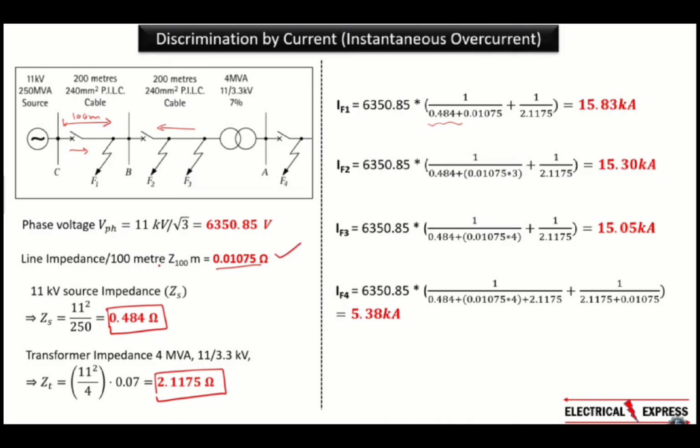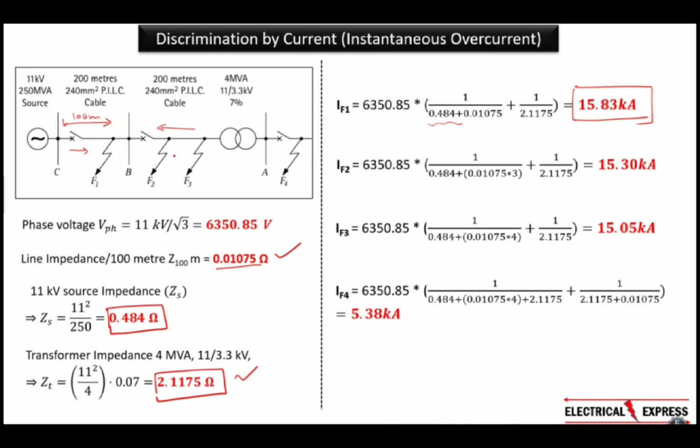You can see that the cable's impedance is for 100 meters, 0.01075. So this is our, plus the transformer's impedance coming in parallel. So 1/2.1175, which is our transformer's impedance. Now if we calculate this, friend, then it will come to 15.83 kA. So this is our fault current, that is if there is a fault in F1. Here if the fault occurs 100 meters away from the source, then maximum 15.83 kA fault current will flow.